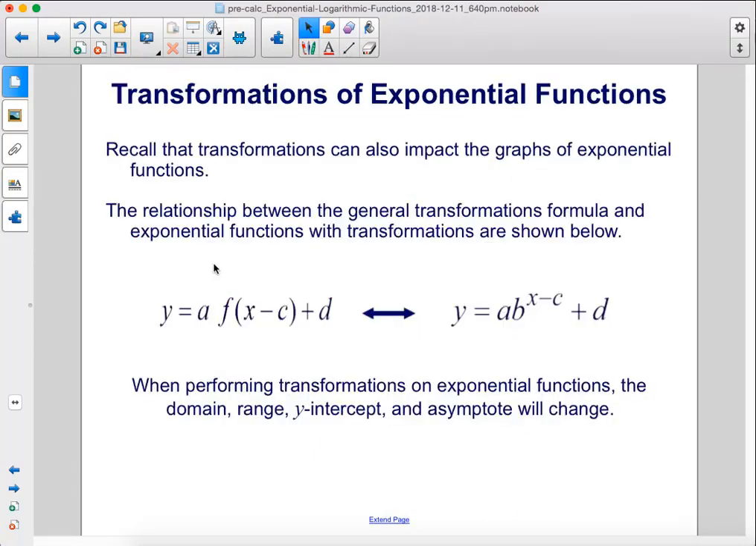Recall that transformations can also impact the graphs of exponential functions. The relationship between the general transformations formula and exponential functions with transformations are shown below. Here we have y equals a times f of x minus c plus d, and here we have y equals a times b to the x minus c power plus d. When performing transformations on exponential functions, the domain, range, y-intercept, and asymptote will change.